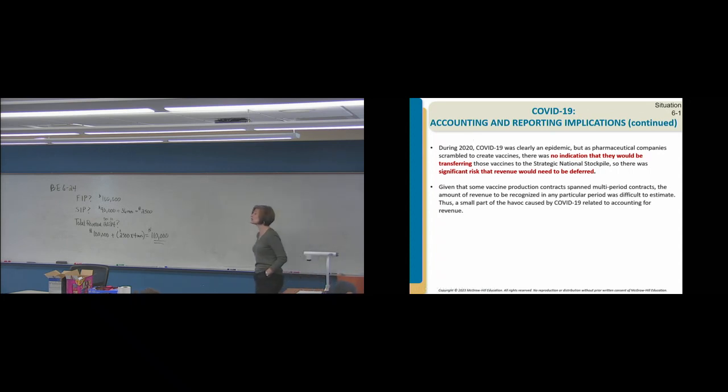So keep reading here. During 2020, COVID-19 was clearly an epidemic, but as pharmaceutical companies scrambled to create vaccines, there was no indication that they would be transferring those vaccines to the strategic national stockpile. So there was significant risk that revenue would need to be deferred. Given that some vaccine production contracts span multiple periods, the amount of revenue to be recognized was difficult to estimate. Just like the money that they handed out is really difficult to determine what everyone did with it. And by everyone, I mean businesses. Anyway, thus a small part of the havoc caused by COVID-19 related to accounting for revenue. Like I said, wreaking havoc in every way possible in our lives.